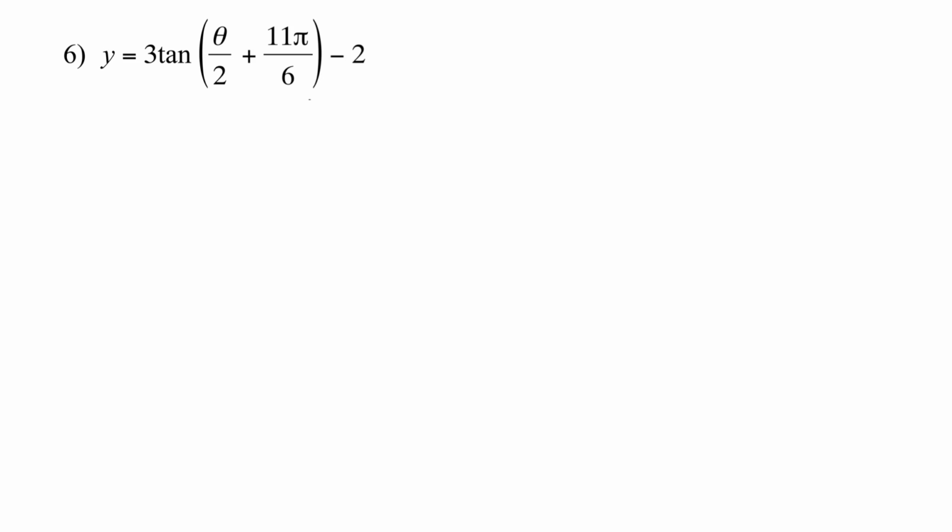How can they graph tangent? I want to try to minimize the number of steps that we take. Now, some things are required because that's just the way it is. So we're going to go ahead and figure out some of the pieces. My A is 3, my B in this case is 1/2, my H is going to be negative 11 pi over 6, and my K is negative 2.